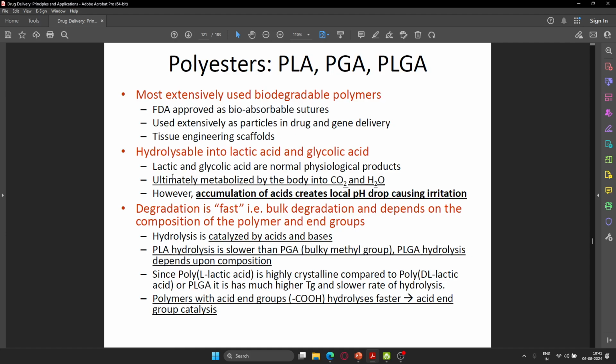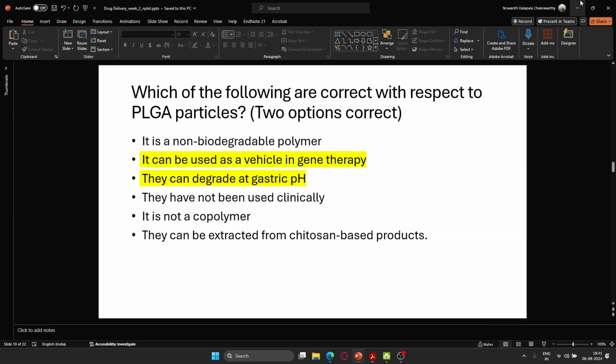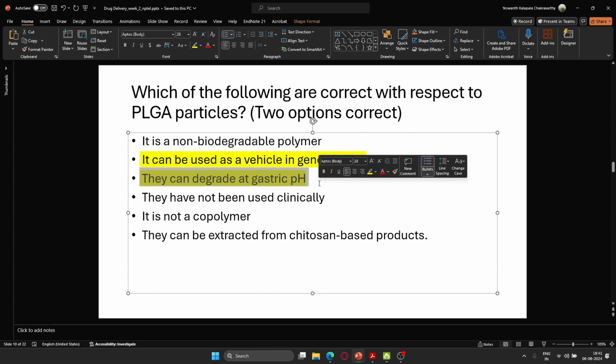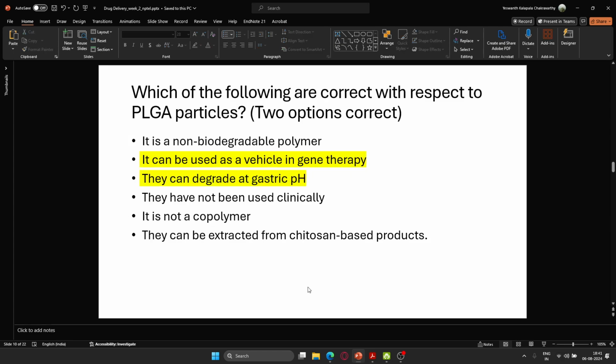No, we don't have the structure of PLGA here, but that's okay. So basically, the hydrolysis of PLGA is catalyzed by both acids and bases. So if you have an acidic or basic environment, it's going to degrade faster. And because gastric pH is acidic, it's going to degrade faster.